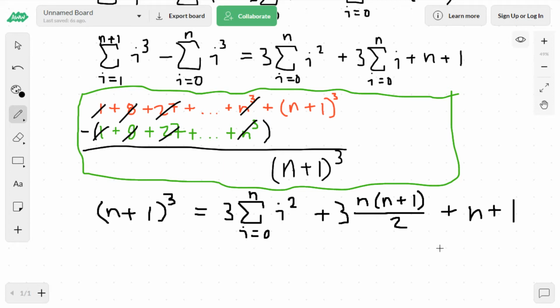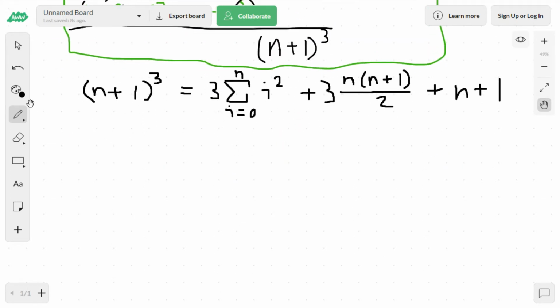Okay, well, we're getting somewhere. What are we trying to do here again? We're trying to isolate this thing. So let's go ahead and do that now. We're just going to do some rearranging at this point. So we're going to say we've got 3 times this. We'll get rid of that 3 pretty soon, but it's fine for now. Okay, so we got that.